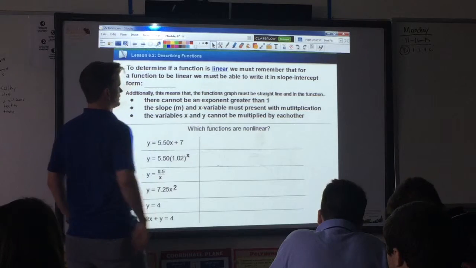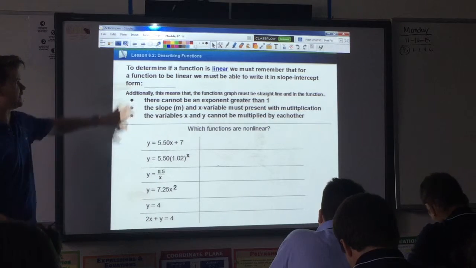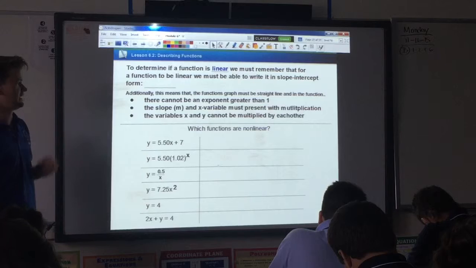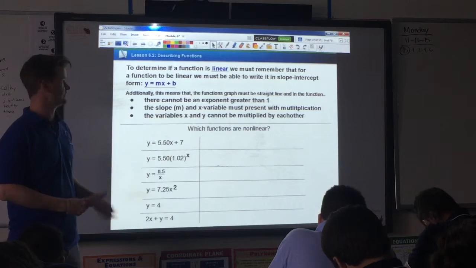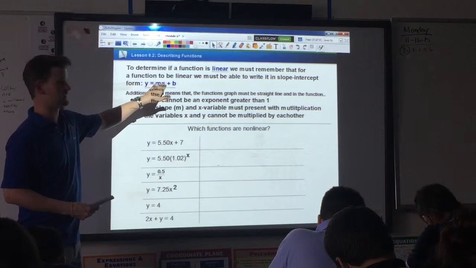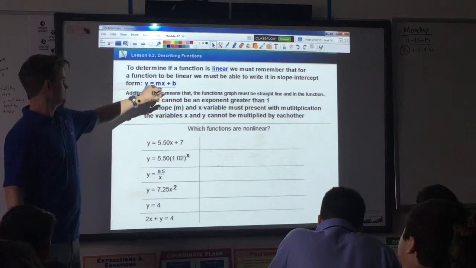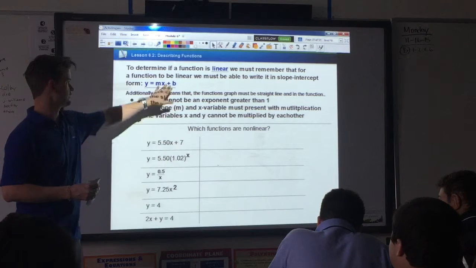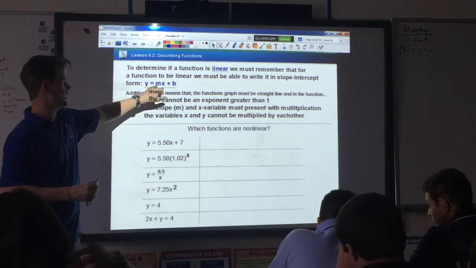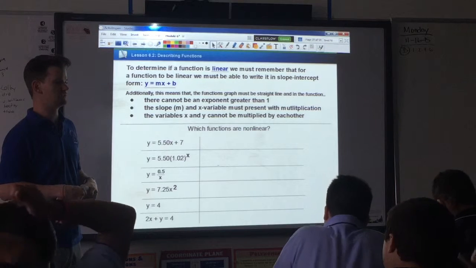To determine if a function is linear, we must remember that for a function to be linear, we must be able to write it in this form, which is slope-intercept: y equals mx plus b. Notice that the m and the x form multiplication. Notice that there's a y-intercept. Notice that the y and the x are separated by an equal sign.